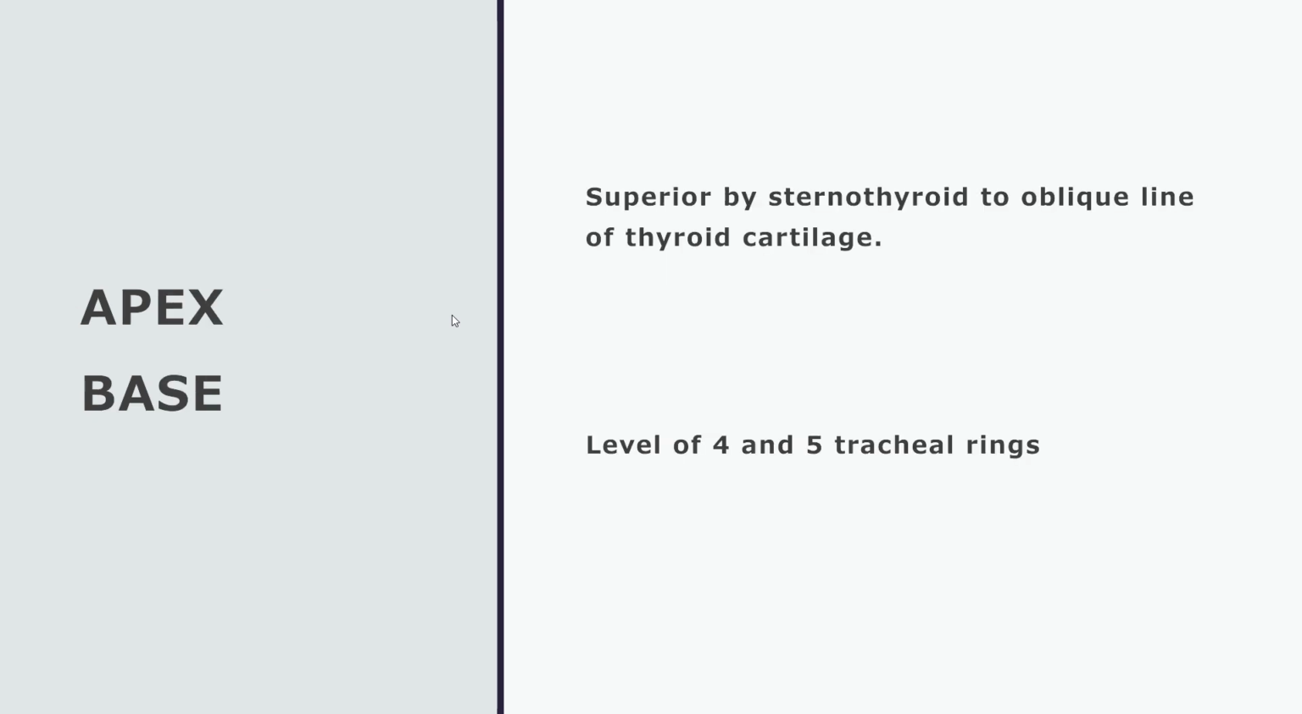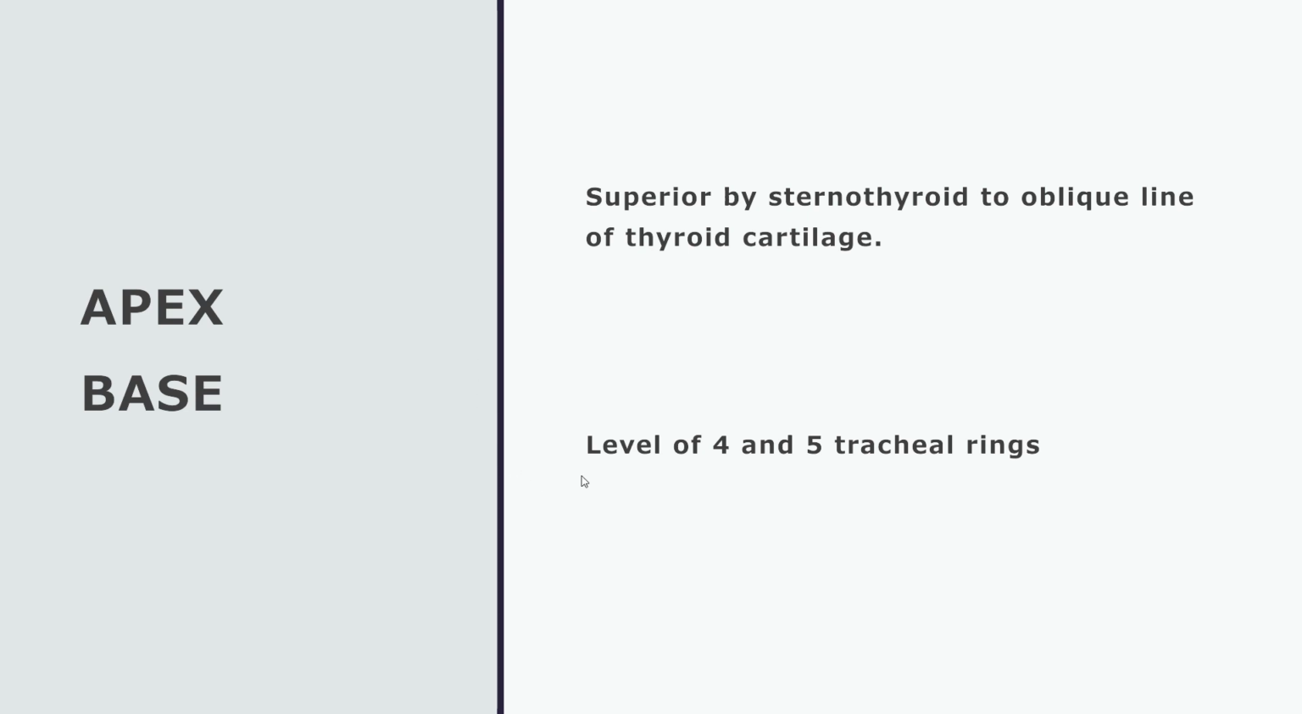So first of all, we are going to see about its apex. It is directed upwards and lateral. It is limited superiorly by the attachment of sternothyroid to the oblique line of thyroid cartilage. So it is related to superior thyroid artery and external laryngeal nerve.